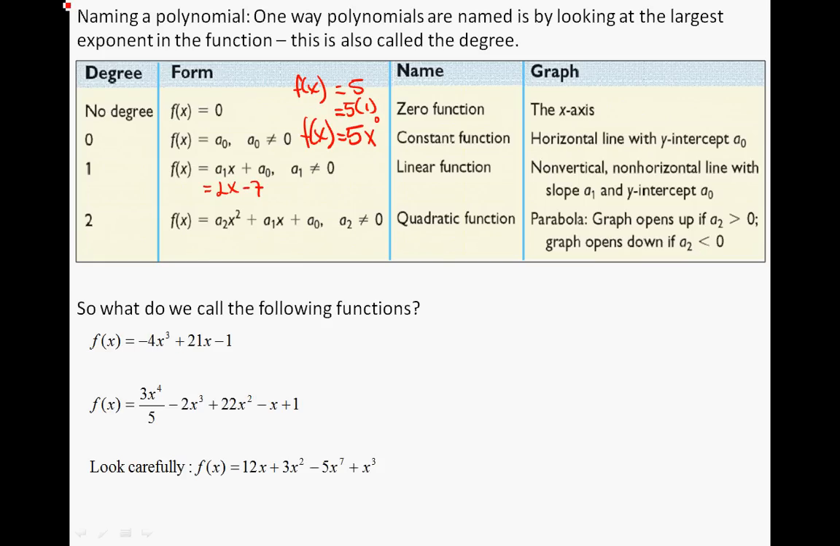So what do we call it then? Well, if it's a 3, we still have a name for it. You could call it a cube, or you could just say it's a third degree. So we're looking for our largest exponents.